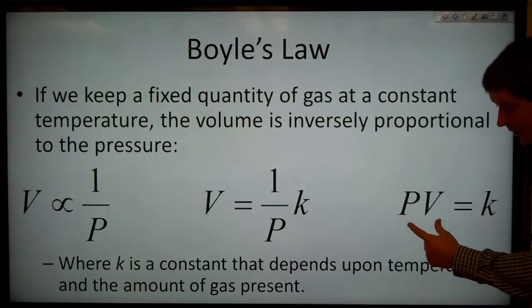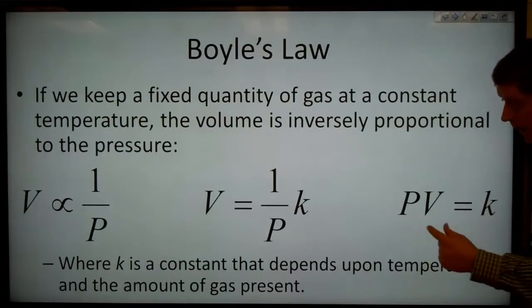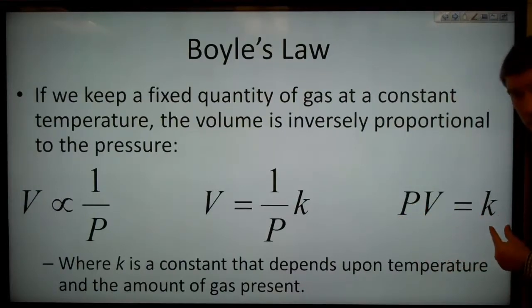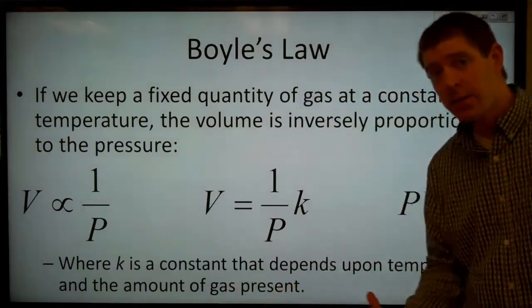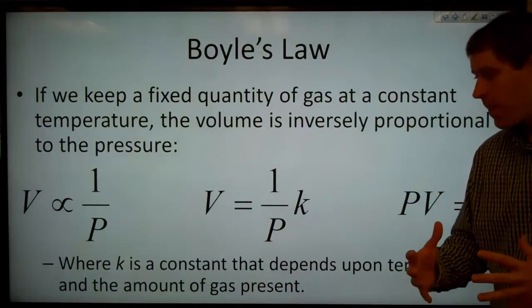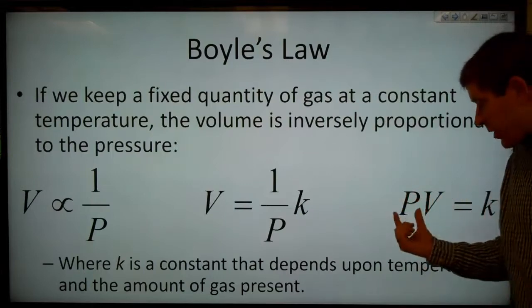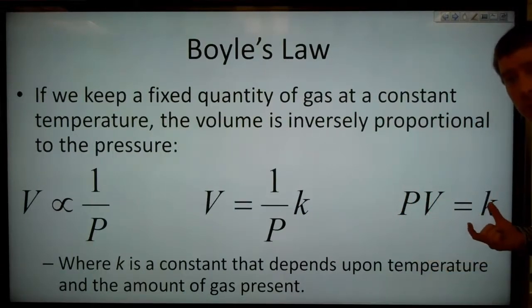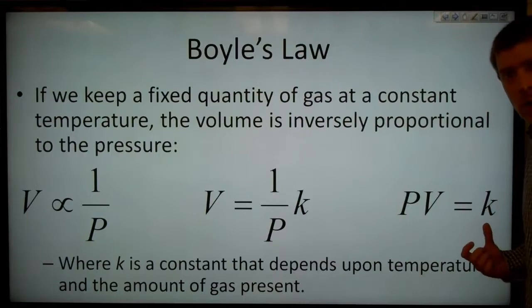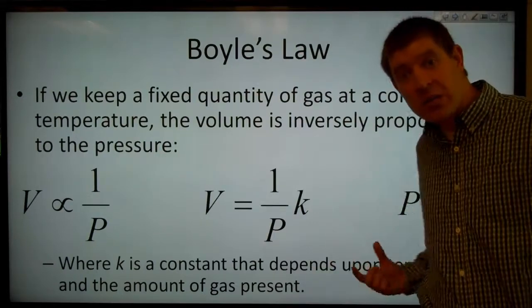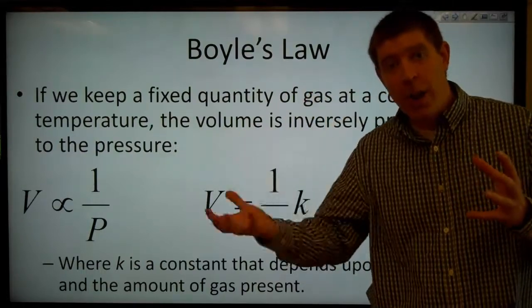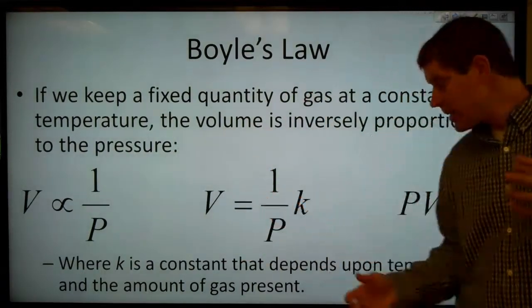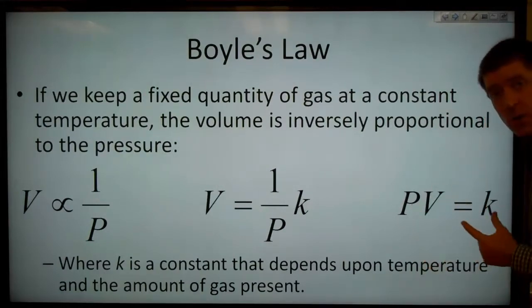So another way that we could write that is to get K all by itself and say pressure times volume is equal to K, some constant. So what that means is as long as we keep the temperature and amount of gas, the total number of moles of gas, constant, the pressure times volume is equal to some constant value. Now, we don't necessarily know what that is, and what that value is depends on the temperature and amount of moles, but that means that when we change the pressure, the volume has to change. It has to change in such a way to keep this value constant.